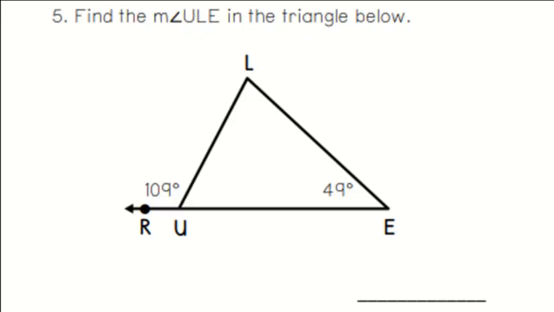All right, so let's start with this one here. We need to find the measure of angle ULE. So where is angle ULE? Inside the triangle. When it gives you 3 letters like that, you kind of connect the dots, or connect the letters. So it says ULE. If we go from U to L to E, that means we're looking for this angle up here, okay? So that's inside the triangle.